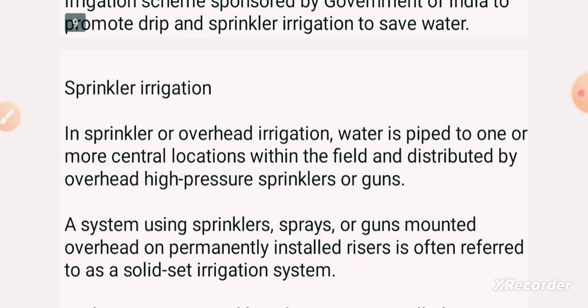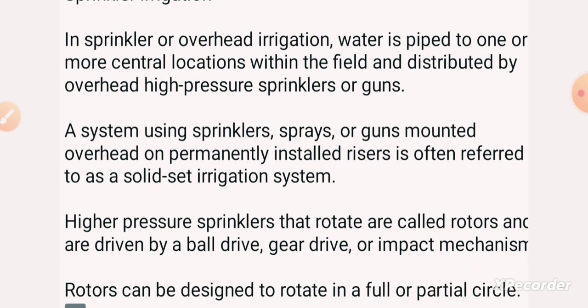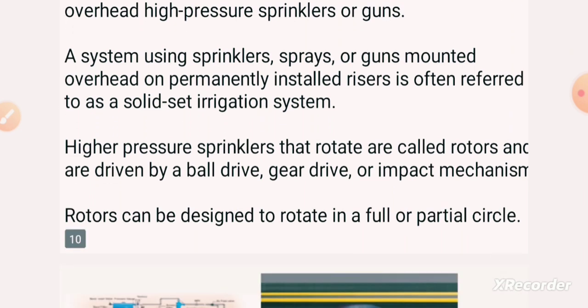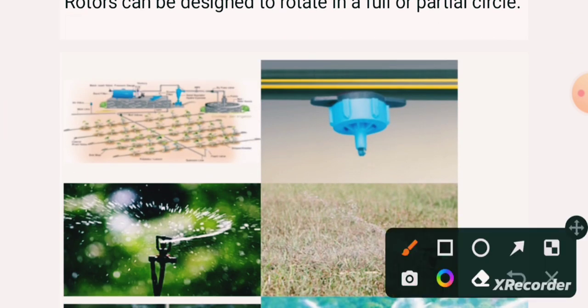And this is sprinkler irrigation. Sprinklers are also known as overhead irrigation. Water is piped to one or more central locations within the field and distributed by overhead high pressure sprinkler guns. A system using sprinkler sprays or guns mounted overhead on permanently installed risers is often referred to as a solid set irrigation system. So this is basically about sprinkler irrigation, and this is the picture of sprinkler irrigation and drop irrigation.